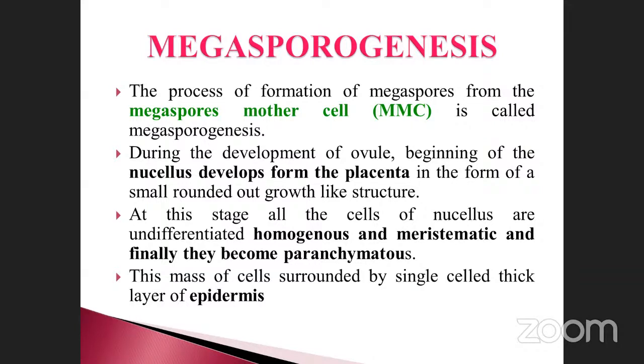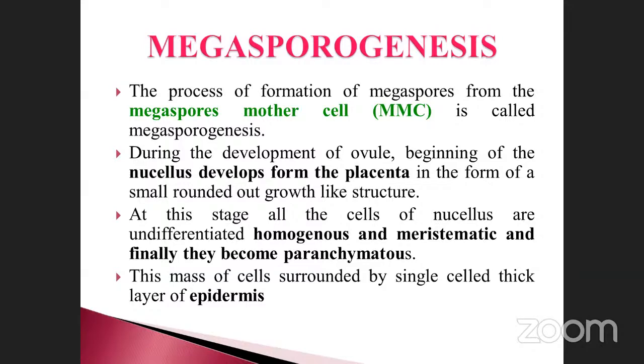The mass of cells is surrounded by a single-cell-thick layer called the epidermis. Listen here: the mass of cells is surrounded by a single-celled outer layer called the epidermis. So in total, the epidermis covers the inner cells, which are known as parenchyma. Parenchyma is surrounded by the epidermis. You might note it down.